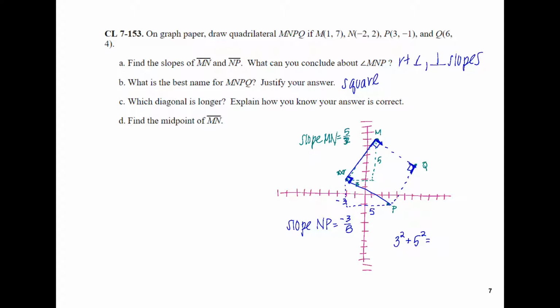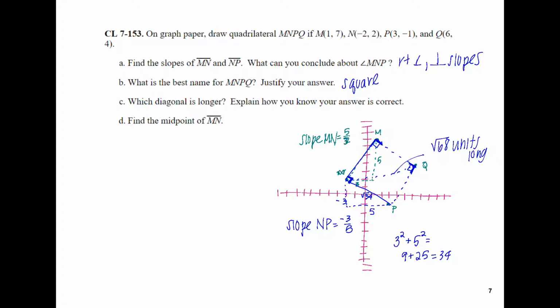We then could use those side lengths, so 9 plus 25 gives us 34, the square root of 34, and then we would square both of those in order to find our diagonal. Square root of 34 squared plus the square root of 34 squared, which would give us, the diagonal would be the square root of 68 units long.